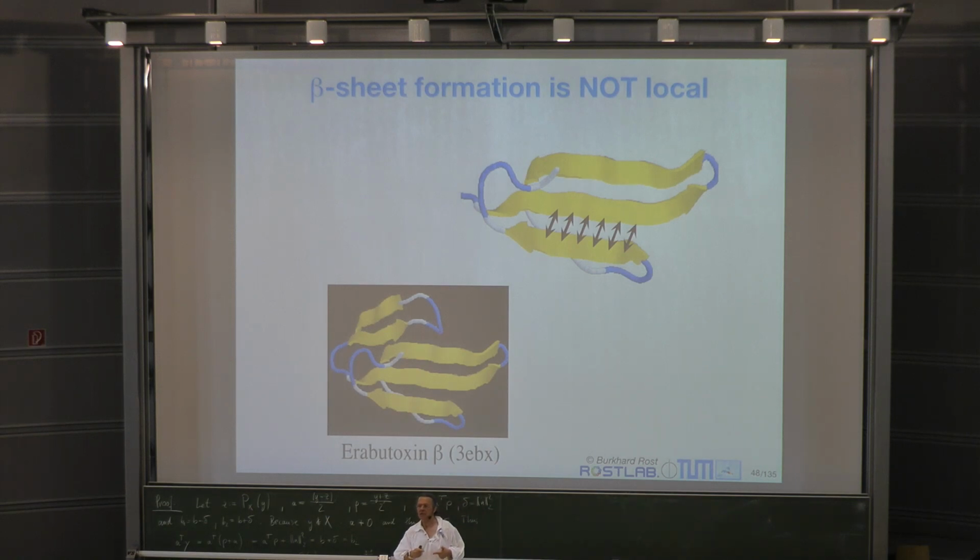The black arrows here indicate the hydrogen bonds. And in between, there's no E. So what is white and blue in the structure is something that is neither E nor H. So it's L or O, other, right? Okay. So beta strand formation is not local in sequence.